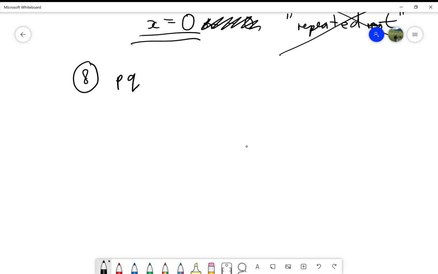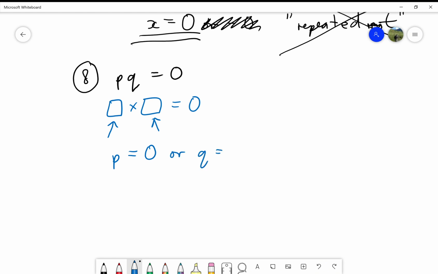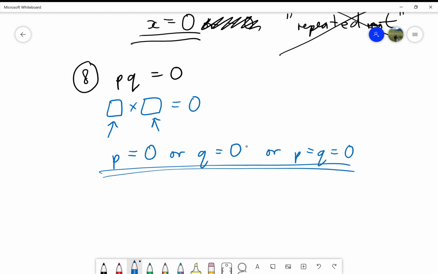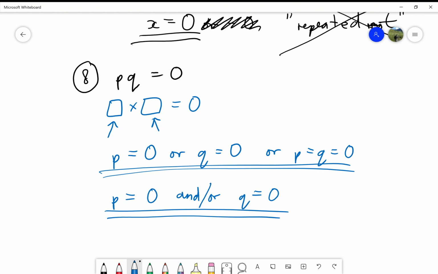Anyway, PQ equals 0. That's your next question. Have a go in your own time by pausing the video. Okay, we've got two things multiplied together that make 0. The only way that can be possible is if one of them is equal to 0. So P equals 0 or Q equals 0, or P equals Q equals 0, because they could both be 0 in this case. Is that the neatest way of writing it? Well, you could also just say P equals 0 and/or Q equals 0. Let's just reiterate this. For two things multiplied together to make 0, one of them has to be 0.